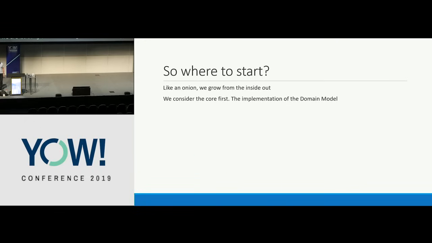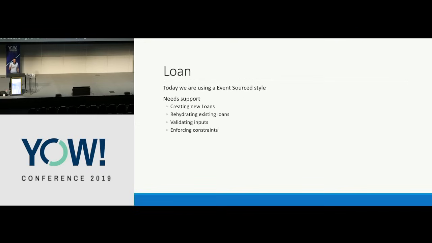So, where to start? Like an onion, we're going to grow from the inside out. We consider the core first, which is the implementation of our domain model. And we're going to continue with our loan thing. We're going to have a quick look at what a loan might look like in this kind of non-lasagna style world.